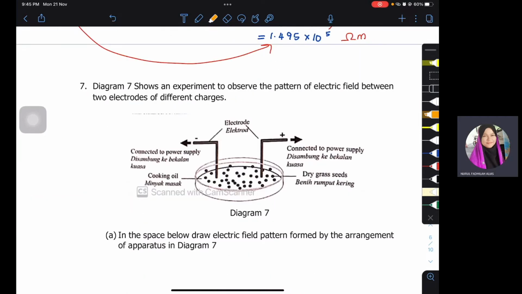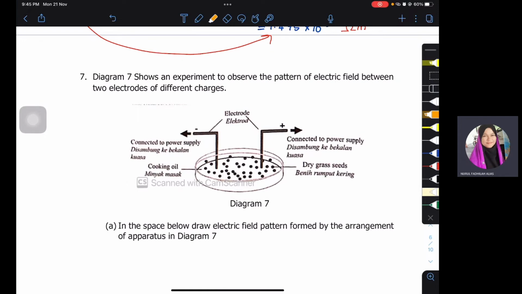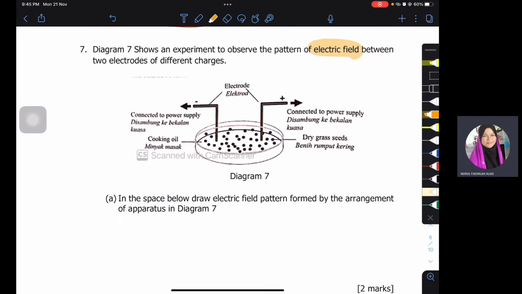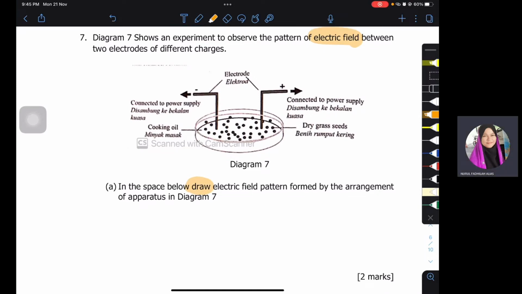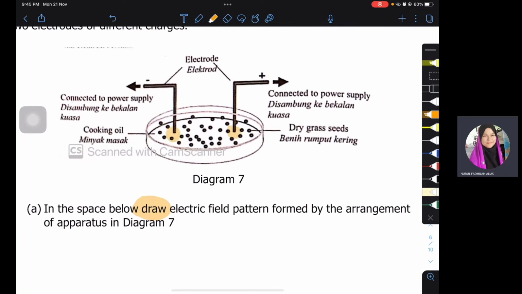Okay, number 7. Diagram 7 shows an experiment to observe the pattern of electric field between two electrodes of different charges. In the space below, draw electric field pattern formed. So, soalan drawing. By the arrangement of apparatus. Jadi, tengoklah kita ada jenis apa ni? Dot, dot. Jadi, dot, dot.